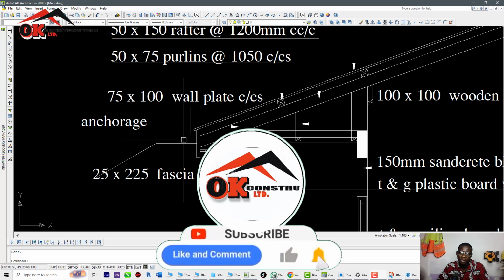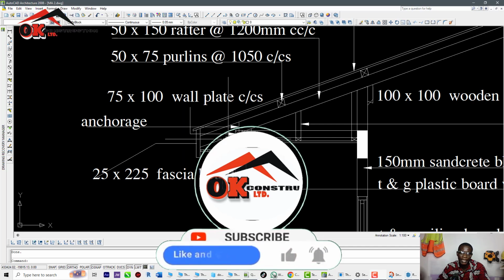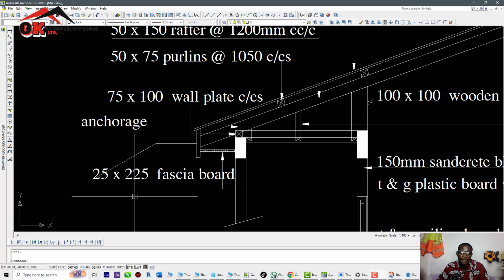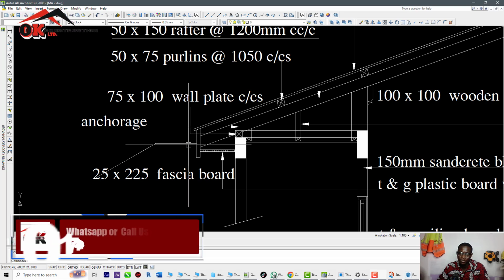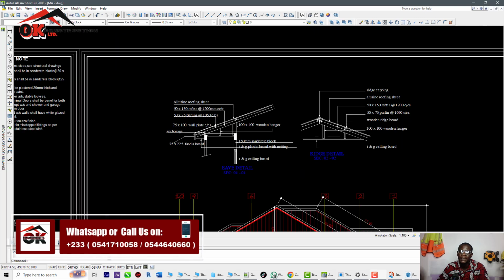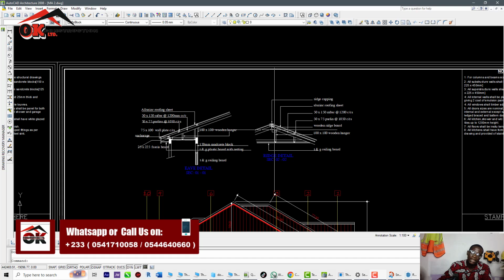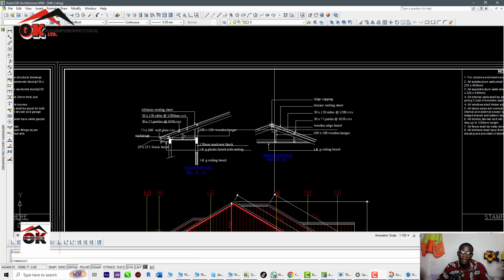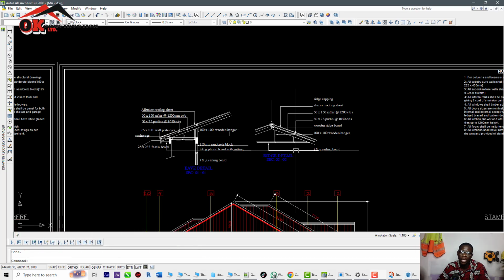Then you have your anchorage, also shown here, and then you have your fascia board, and after the fascia board the ceiling is shown here. This is the sectional view for this particular roofing type.